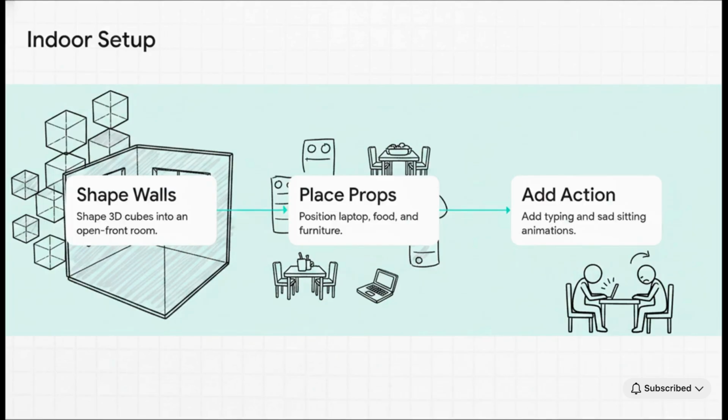Now, building an interior architecture on a mobile app takes a bit of ingenuity. The creator didn't just download a pre-built house. Instead, they took basic 3D cubes, scaled them, and shaped them into an open front room, essentially just 3 walls, a floor, and a roof, leaving the front entirely open, kind of like a dollhouse. This lets the camera easily peek inside. From there, they populated it with the dining table, the laptop, and the food, and applied those crucial typing and sad sitting animations we grabbed earlier from Mixamo.